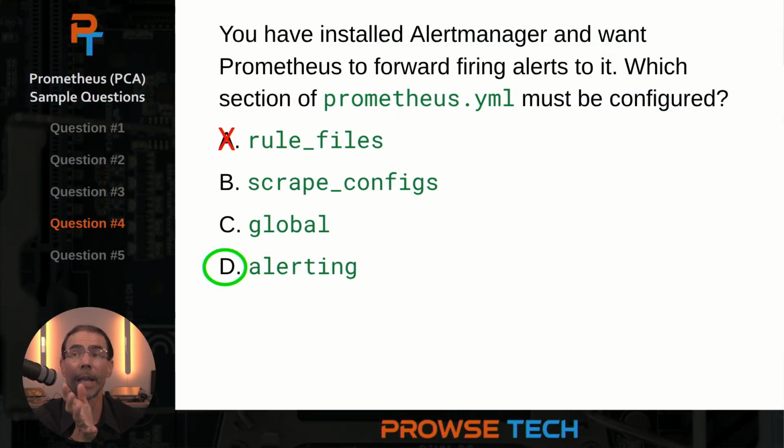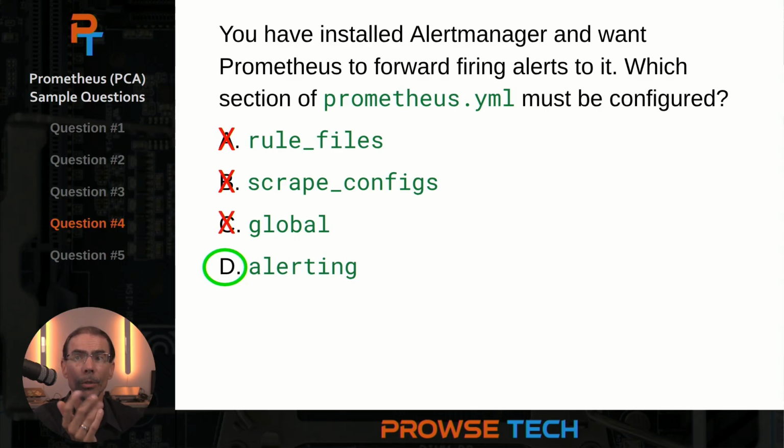Okay, incorrect answers here. Rule_files, that's a real location. That specifies the location of the alerting rule files, like what we created, alert_rules.yaml, but it does not configure the Alertmanager connection. And then scrape_configs defines the scrape targets, the remote systems that we have the node exporter running on, but it's not alerting destinations.